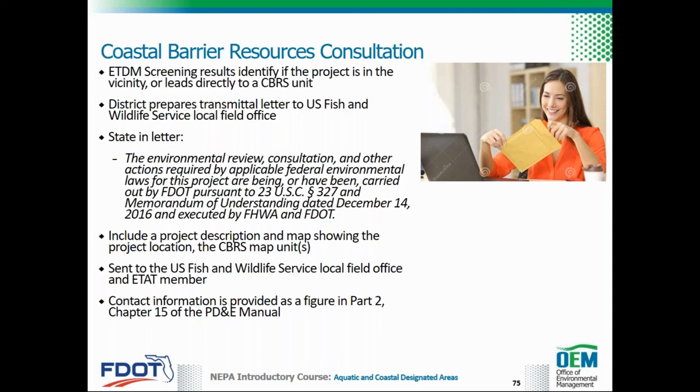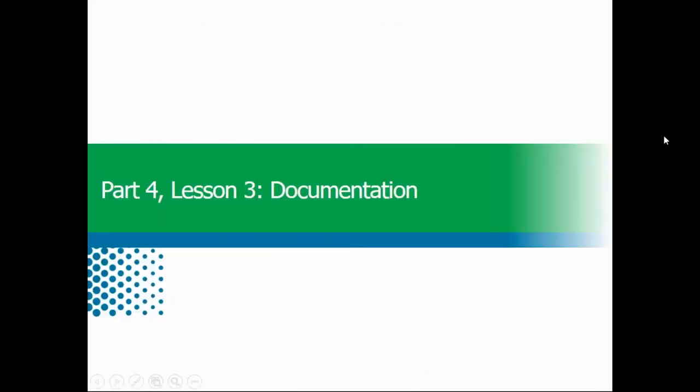This letter includes the NEPA assignment standard statement. The letter should include a project description and map showing the project location in relation to the coastal barrier resource system unit. This information is sent to the U.S. Fish and Wildlife Service local field office and ETAP member. Contact information is provided in Part 2, Chapter 15 of the PD&E Manual. We'll now proceed to Lesson 3 to discuss the documentation in the environmental document.